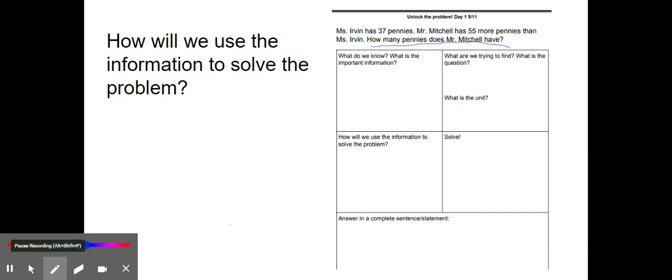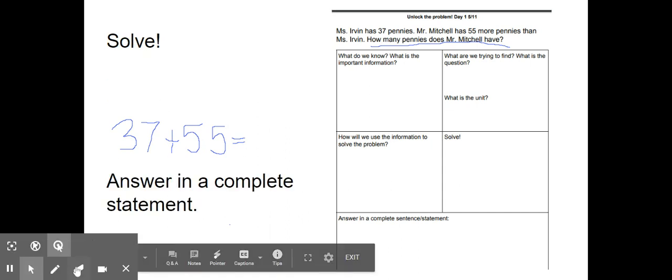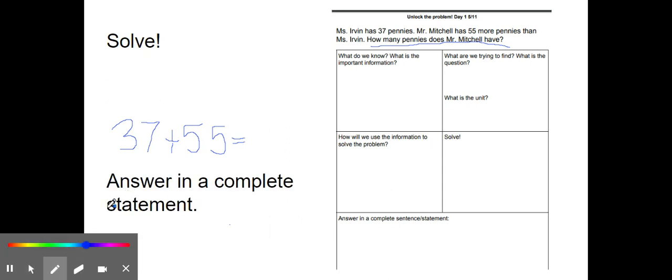Okay, let's go over the equation you wrote. If you said addition, you're right. Great job. Because Mr. Mitchell has more pennies, you are going to put together how many Miss Irvin has, 37, with how many more Mr. Mitchell has. So your equation should be 37 plus 55. You can also write this vertically so that your tens and ones are lined up. Now you're ready to solve the problem. Here it's written vertically. There it's written horizontally.